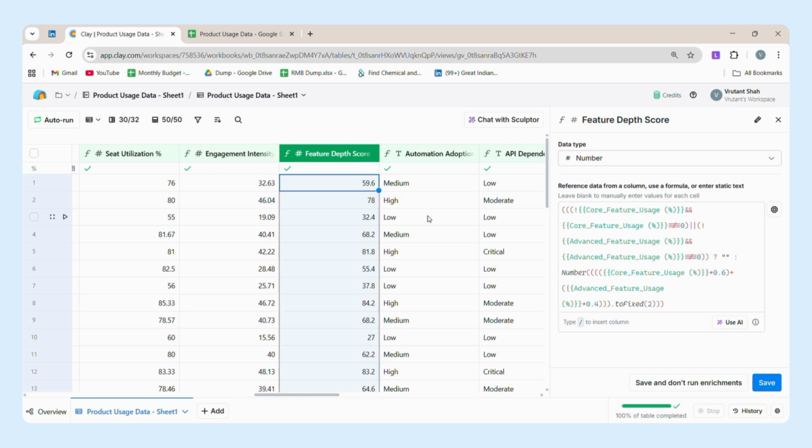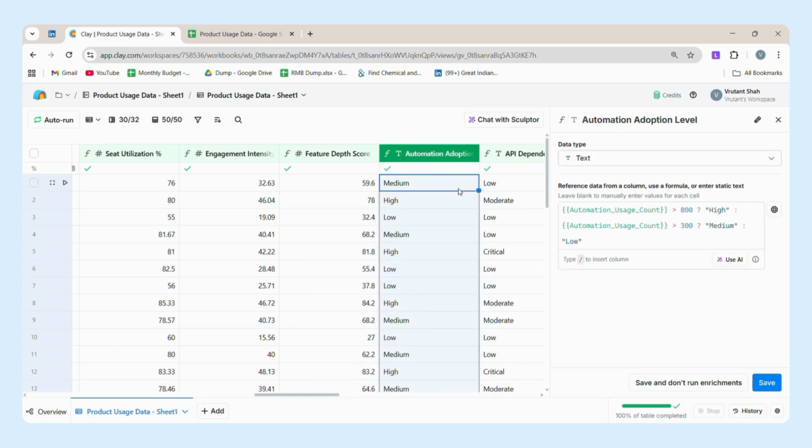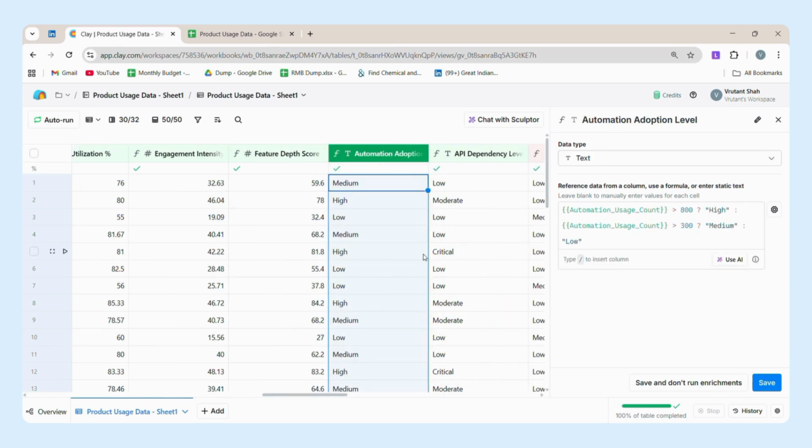In case I have any automation features, then I can even mention over there what the adoption rate for automations in my platform is. Many times you might have seen that a lot of CRMs these days are giving workflow automations, but how many of us are actually using it? That's a question that a lot of product teams need to answer. Based on that, we have even classified it as high, medium, low.